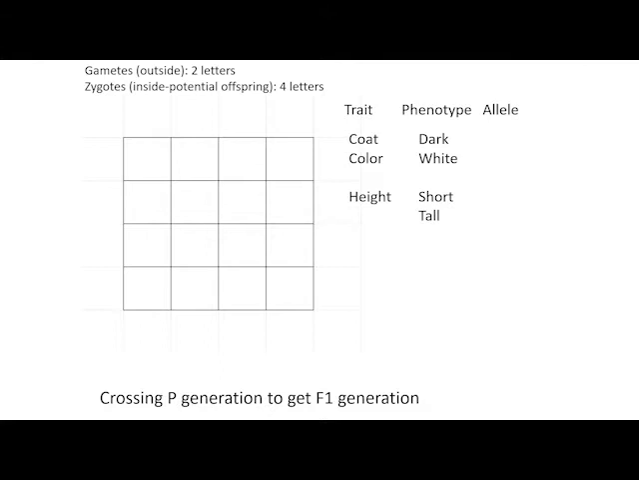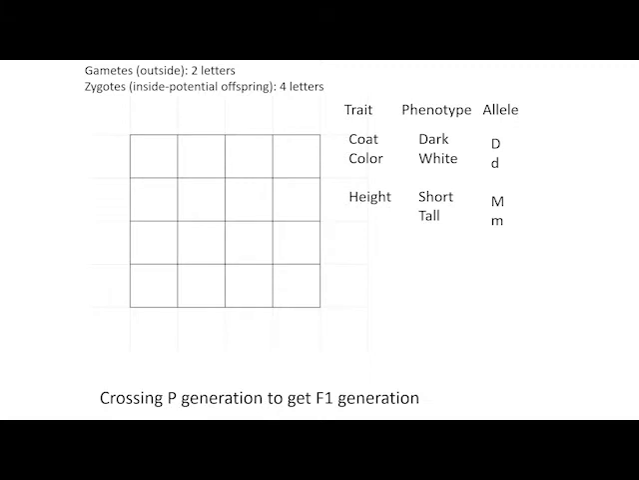I then have to come up with the alleles, those letters that I want to use. Now, coat color is going to be using the same letter. One will be a capital though, one will be a lowercase. Same thing for height. Height will have the same letter, but you'll have a capital letter or a lowercase letter depending on which one is dominant and which one is recessive.